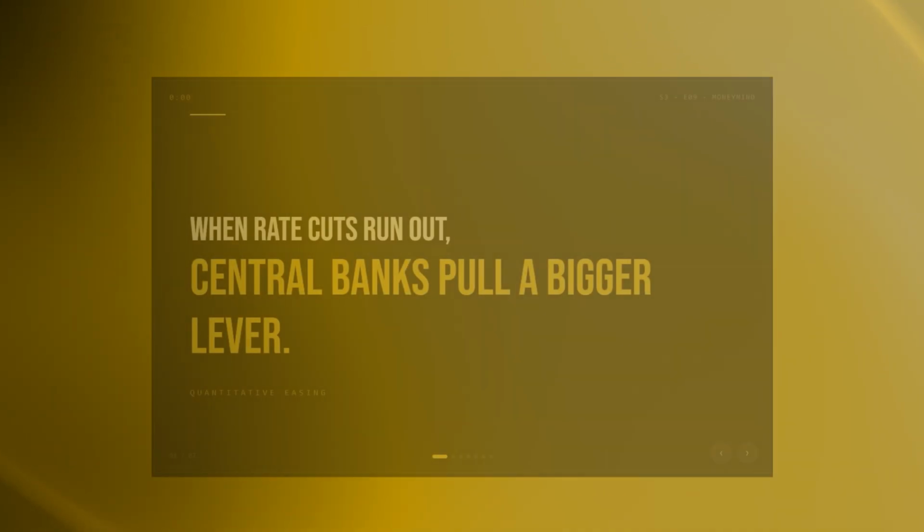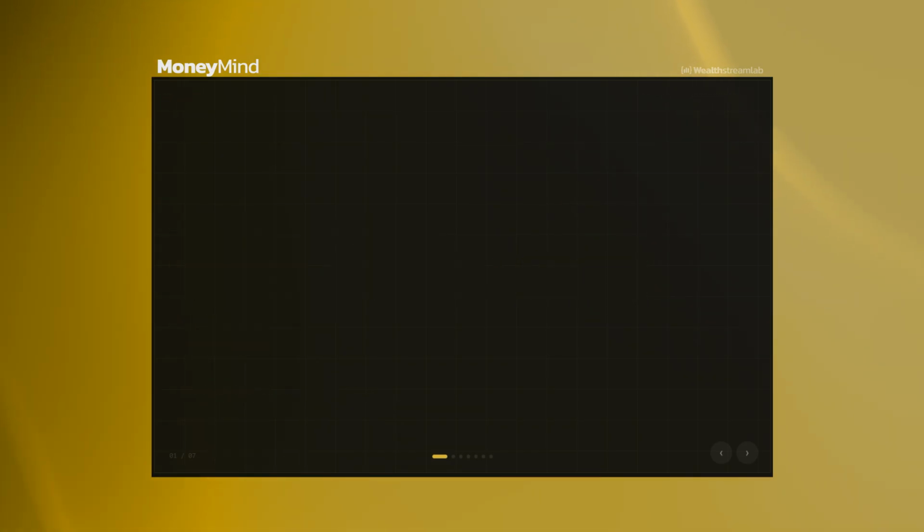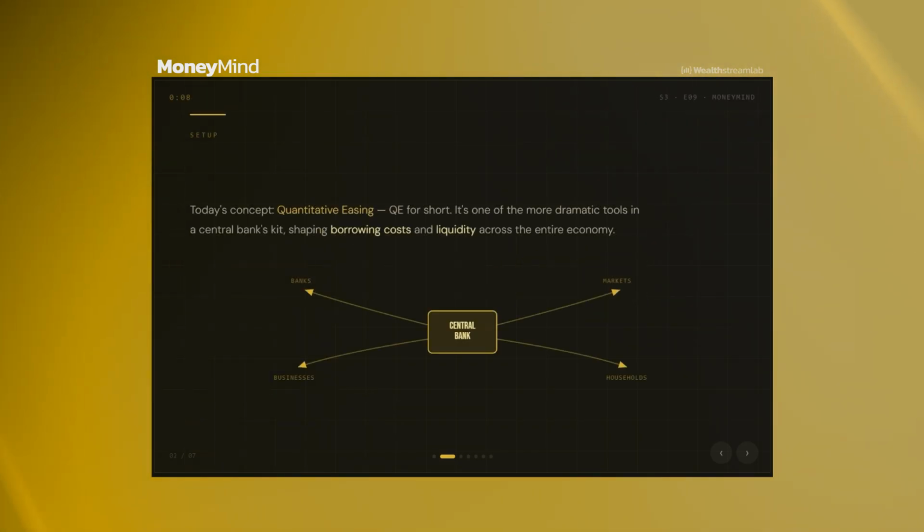When interest rates hit zero and the economy still needs a push, central banks have one more lever to pull. This is MoneyMind. Today's concept? Quantitative easing, often just called QE. It's one of the more dramatic tools in a central bank's toolkit, and it shapes borrowing costs and liquidity across the entire economy, even if you've never heard the term before.